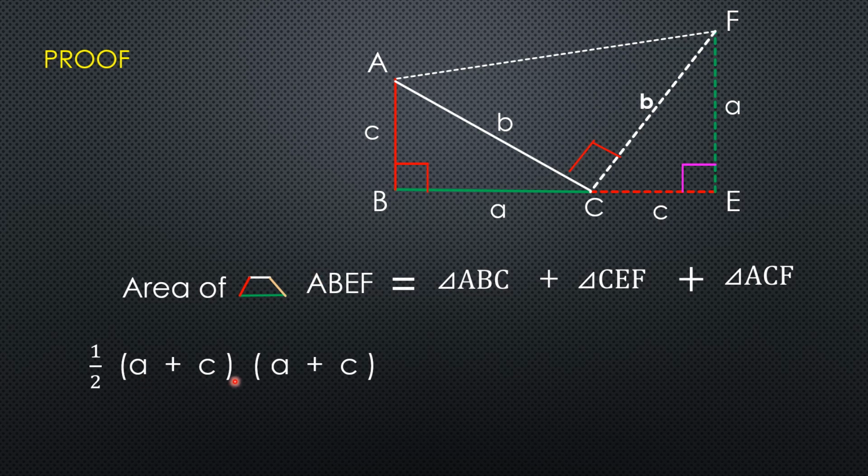So half into A plus C into A plus C is equal to, what is the area of any triangle for that matter? Half into base into height. Therefore, area of this triangle has to be half AC plus area of triangle CEF has to be half AC or of CA, one and the same, plus this one half into B, which is equal to half B square. So therefore, half into A plus C into A plus C is equal to half AC plus half AC plus half B square. Now we'll go to the next slide, please.